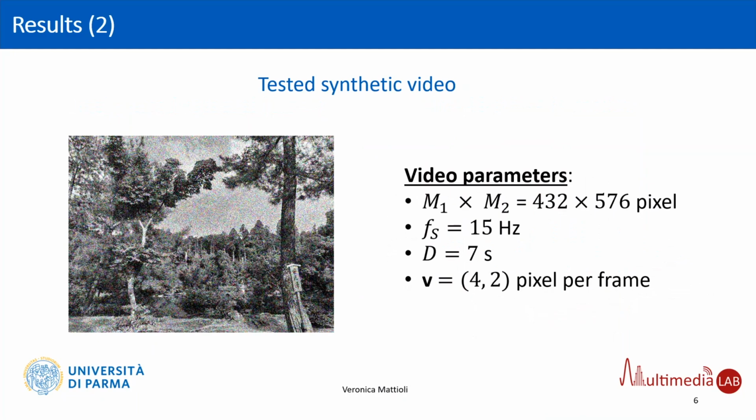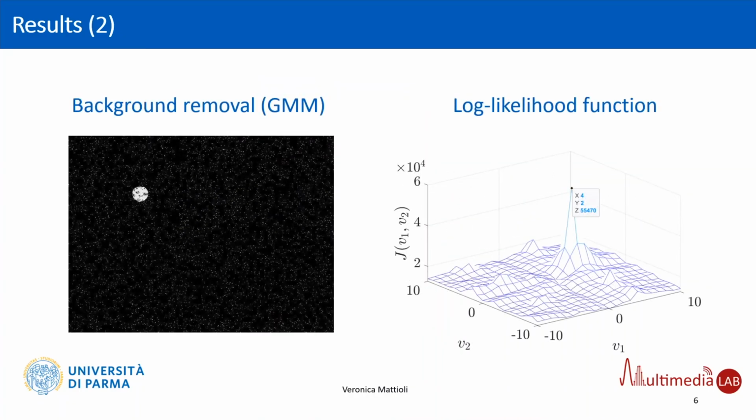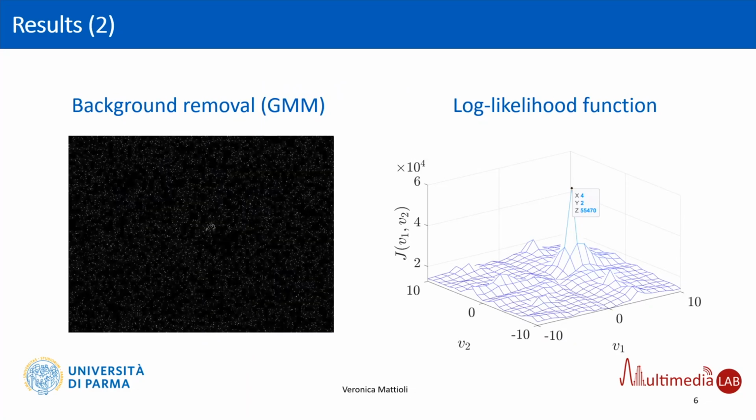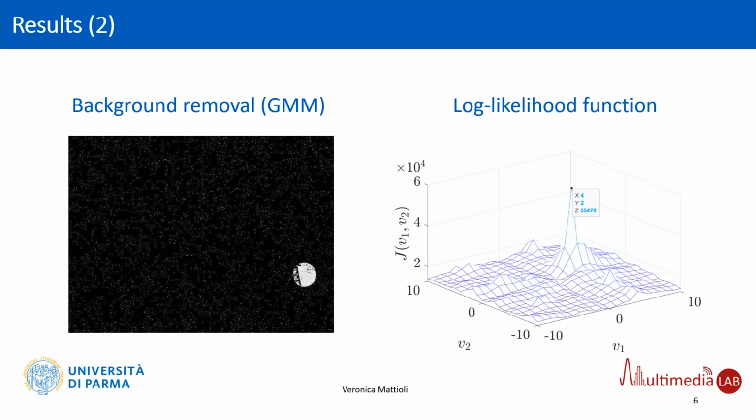As a second example, here we have a synthetic video, where the moving object is subject to a periodic transformation. As you can see, we superimposed additive white Gaussian noise to the video in order to test the robustness of the proposed method. This is again the video after the background removal, and on the right side you can still see the obtained results. In this case, the estimated speed is highlighted in the maximum peak at 4.2, that exactly corresponds to the correct value.